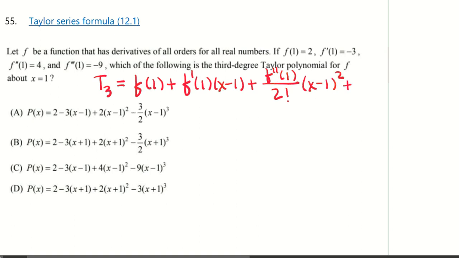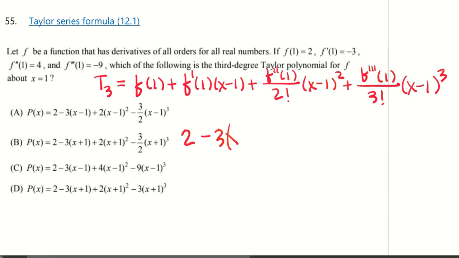And then because it's third degree, I need to go up to x to the 3. So I'm still taking the derivative at 1, dividing by that same factorial number, and having that same number of powers of x minus 1. Okay. Now I'm interested in just plugging in these numbers. 2 minus 3 times x minus 1. F double prime divided by 2 factorial is 4 divided by 2, x minus 1 squared.